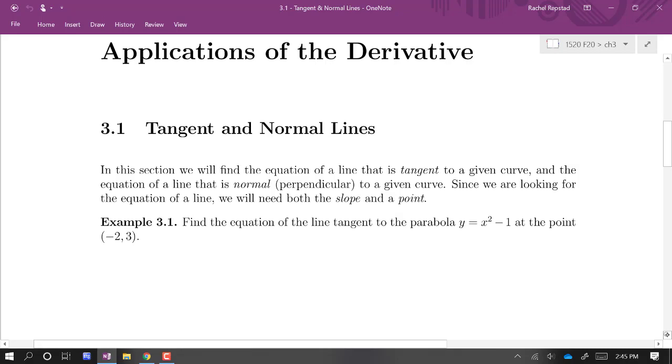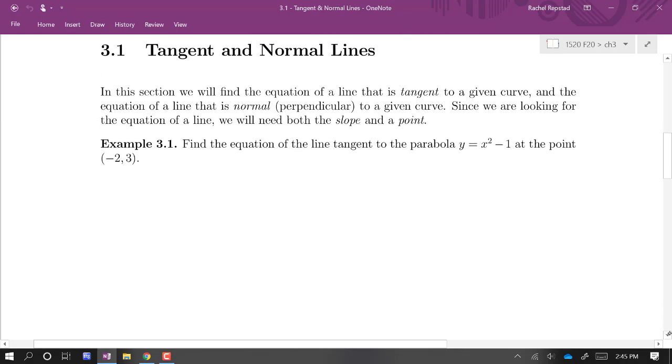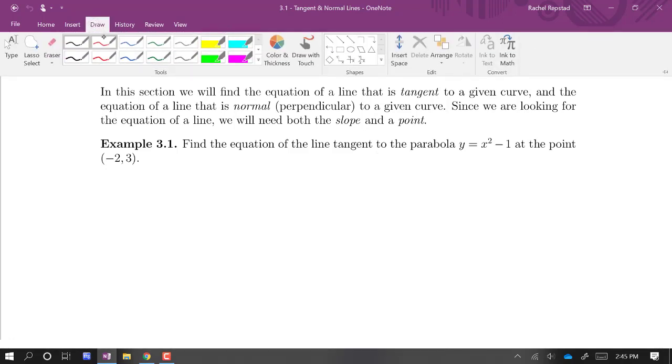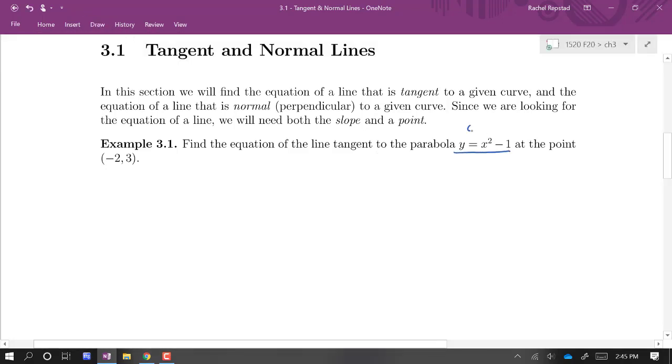So the problems come in a couple different varieties. Our first type of problem is a pretty straightforward question. They say find the equation of the line tangent to the parabola y equals x squared minus 1 at the point (-2, 3). So they give us the curve. We know the curve that we're interested in. We know that we're looking for a line that's tangent. They'll tell us whether we want a tangent line or a normal line. And then here's our point.